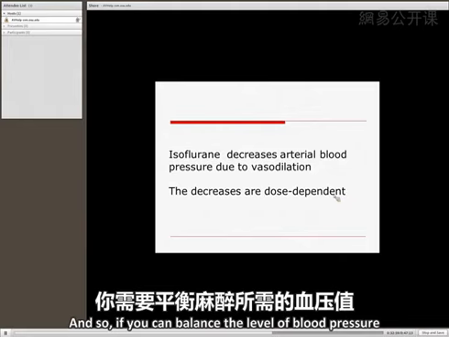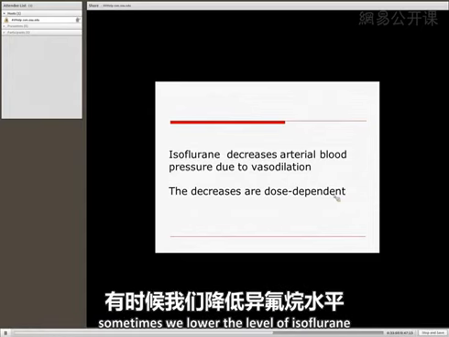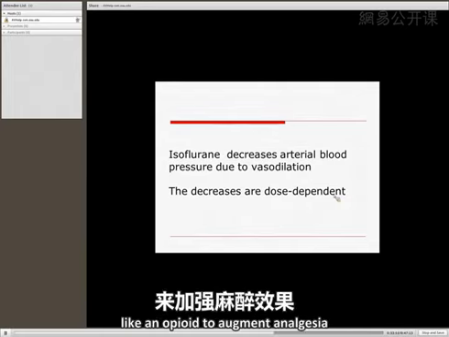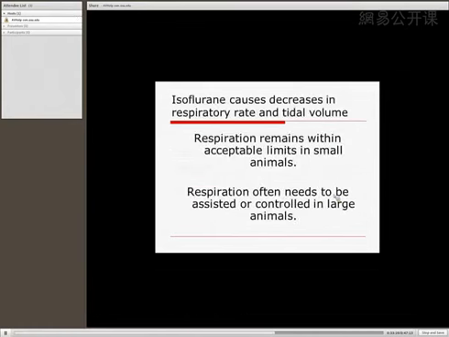And so if you can't balance the level of blood pressure with the level of isoflurane that's required to produce anesthesia, sometimes we lower the level of isoflurane and add other drugs like an opioid to augment analgesia and see if we can reduce the isoflurane requirement somewhat.